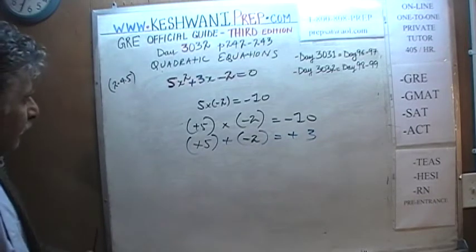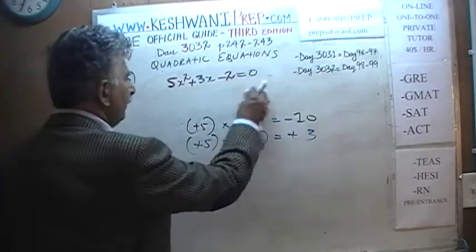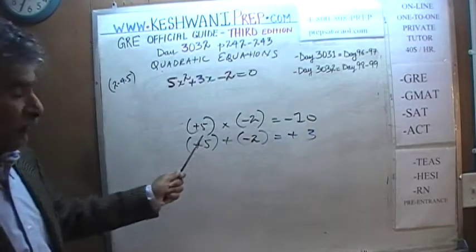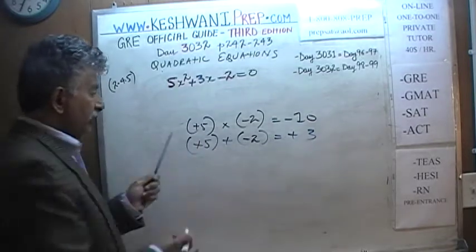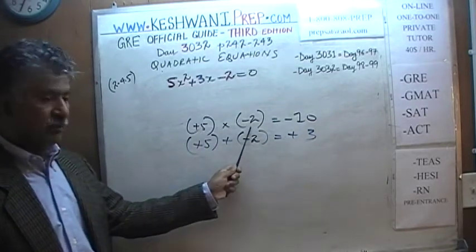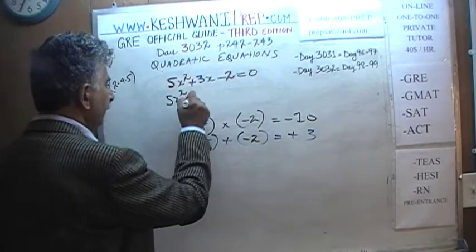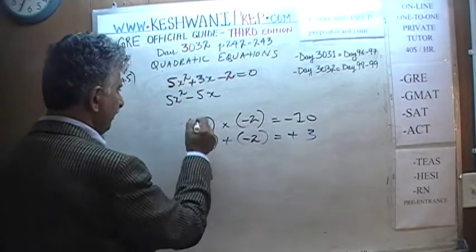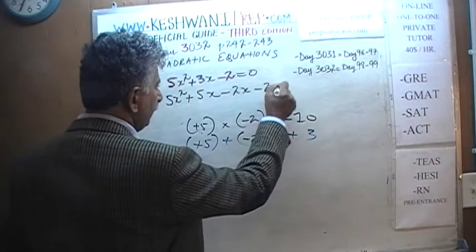Let's do it together. So remember, it's positive 5 and a negative 2. Now, if you were to put down negative 2 and positive 5, it would still work. It's not going to do any harm. Whether you put positive 5x first or negative 2x first, it doesn't really matter. So we have 5x squared plus 5x, and negative 2x, and a negative 2 equals 0.